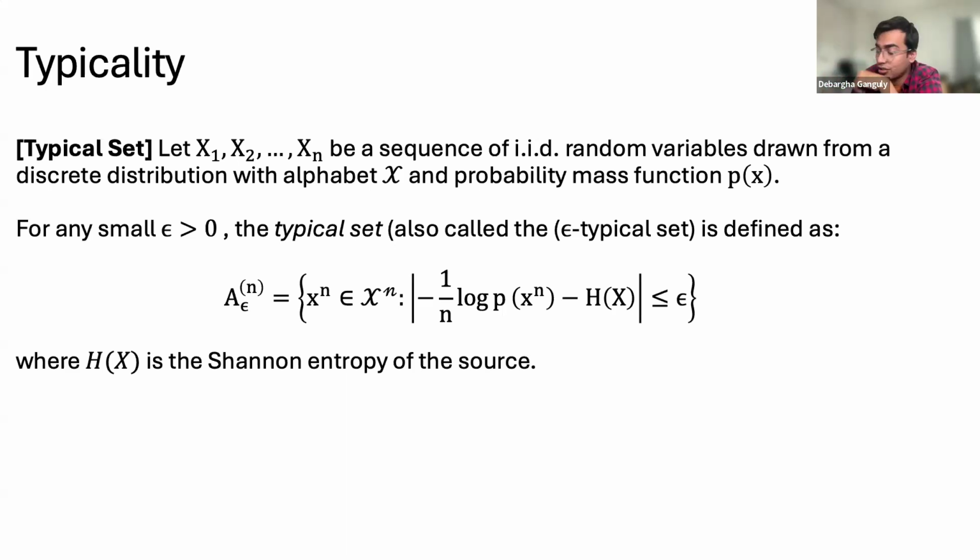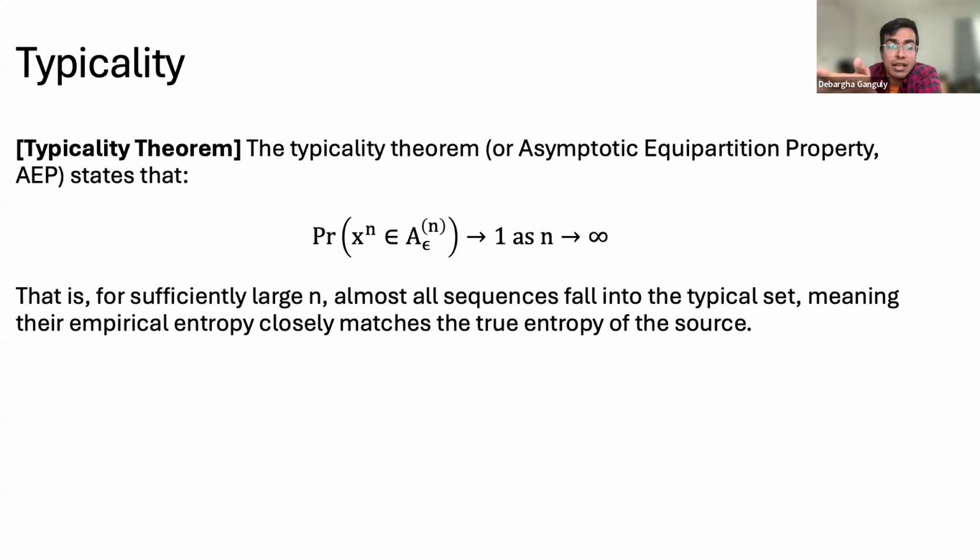as n grows larger. And this brings us to AEP, which means that the probability that a sequence x to the power of n belongs to an epsilon typical set reaches approximately 1 as n approaches infinity. So for a sufficiently large n, almost all sequences fall into the typical set, meaning that their empirical entropy will match the true entropy of the source. Randomly generated sequences will have more predictable properties in higher dimensions.